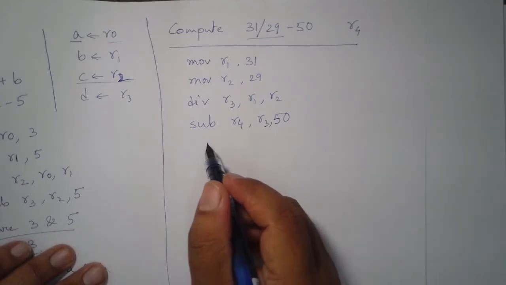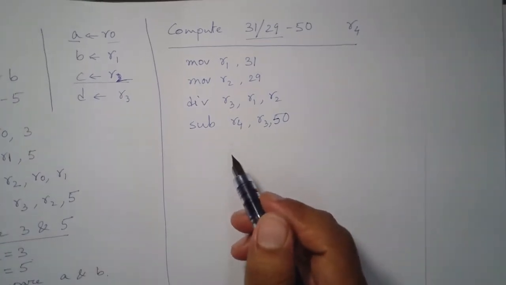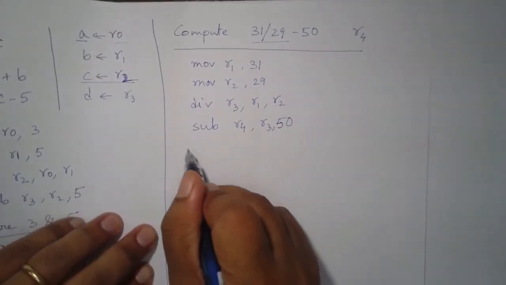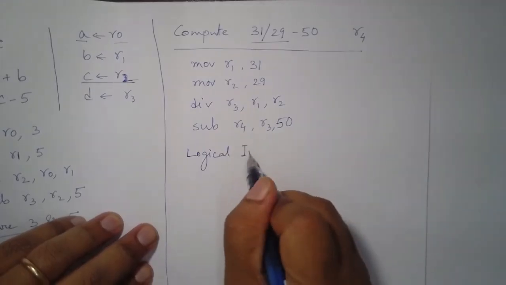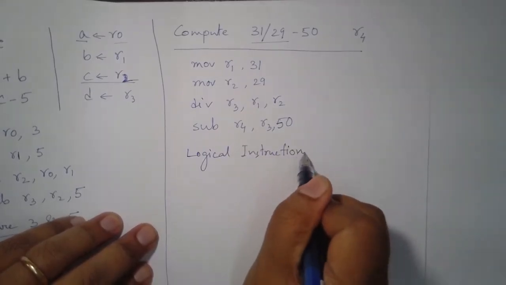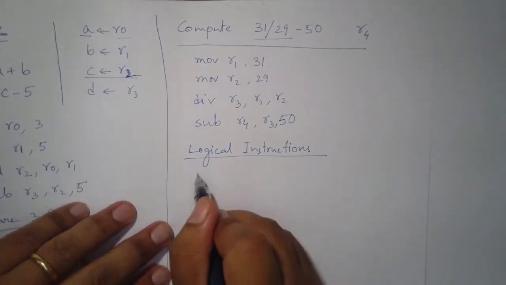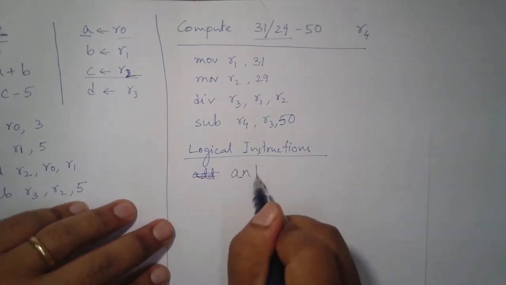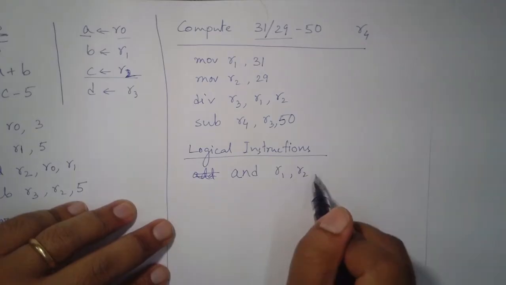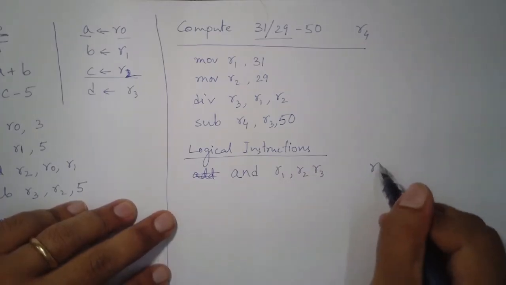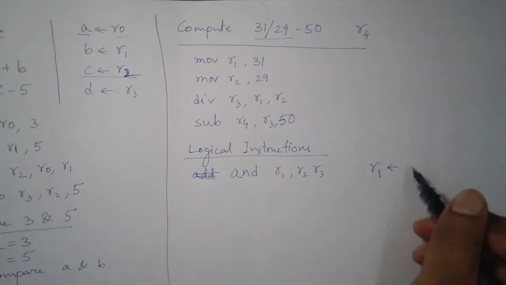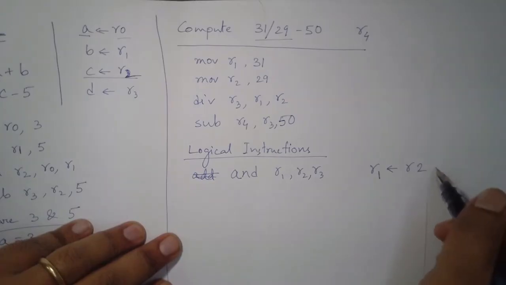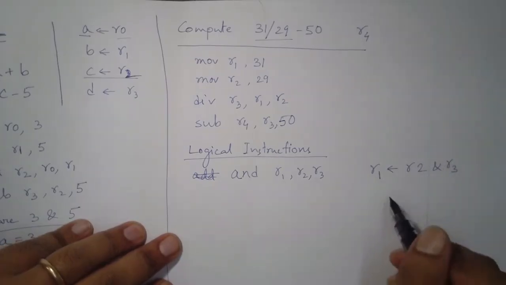All right. Similarly, you can look at logical instructions. So, basically the AND, OR, NOT operations. These are generally bitwise operations. So, for logical instructions, let us say you write down something like this: AND R1, R2, R3. So, what it will do? It will perform the AND operation between R2 and R3 and store the value in R1.